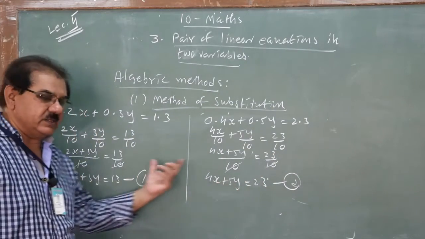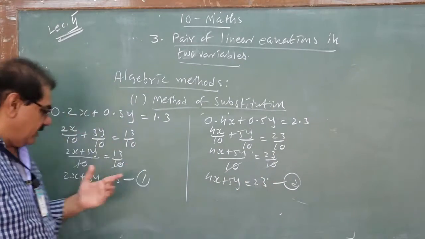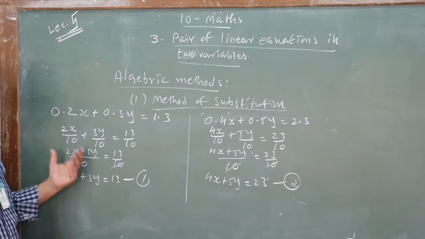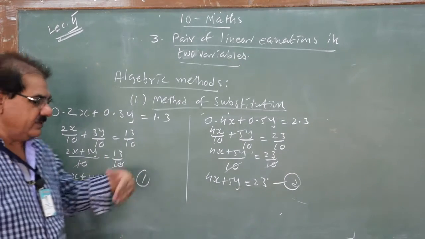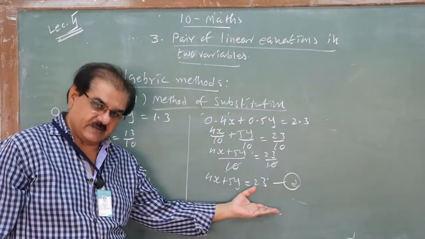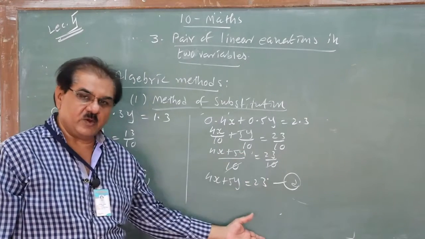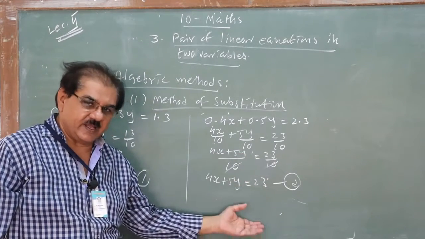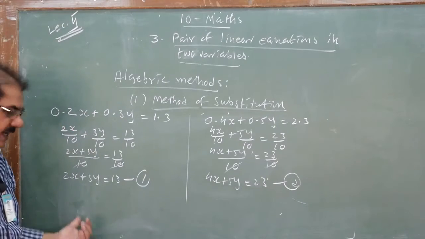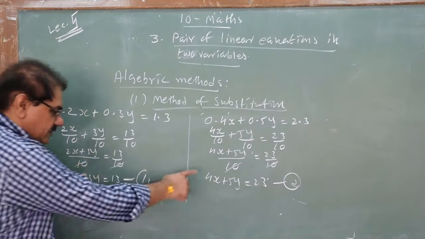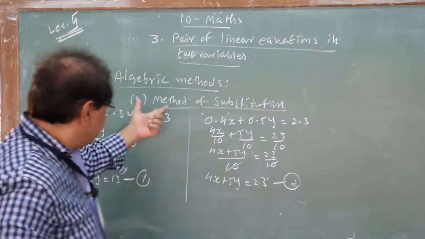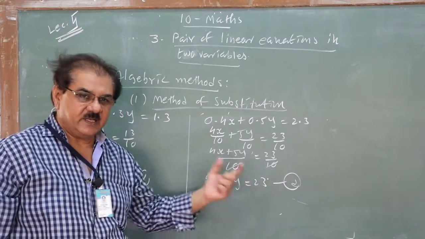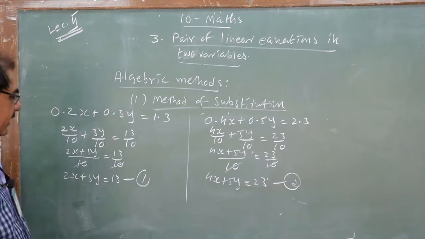Now I don't solve this because you know the method. Take any one equation, get the value of x in terms of y, substitute that value of x in the second equation, you get the exact value of y, and that value of y you substitute in equation number 3 and you get the exact answer. So I don't solve this because the methods are the same. I simply bring it to the paired equations and then you can solve them on your own.